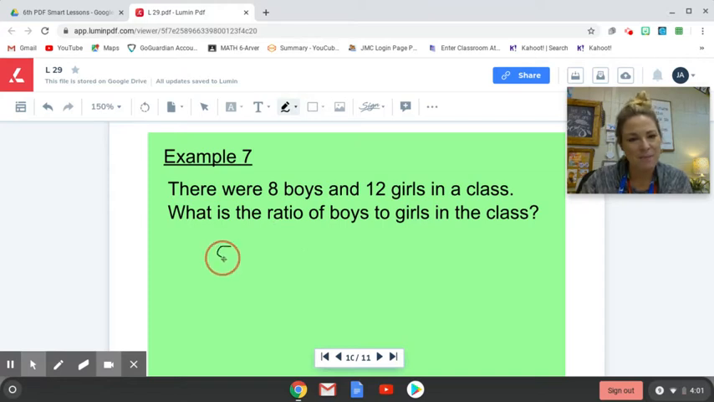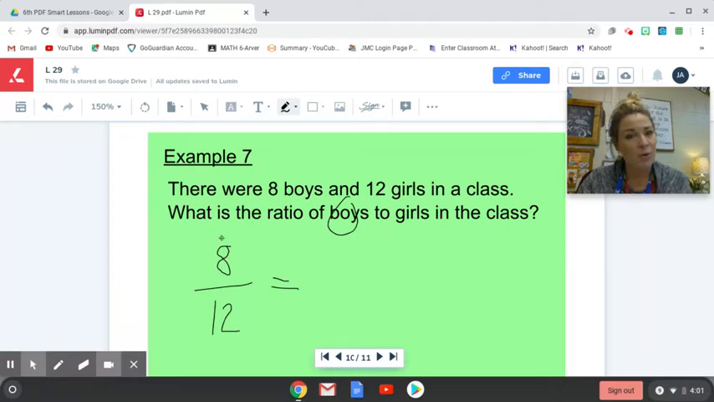8 boys to 12 girls. What is the ratio of boys to girls? They're asking about boys first. That becomes our numerator. Taking a look at this ratio, or what appears to be a fraction, we must reduce it, always. 8 and 12, they definitely have some common factors. I know that they're both even, so they're both divisible by 2, but I also know that they're both divisible by 4.